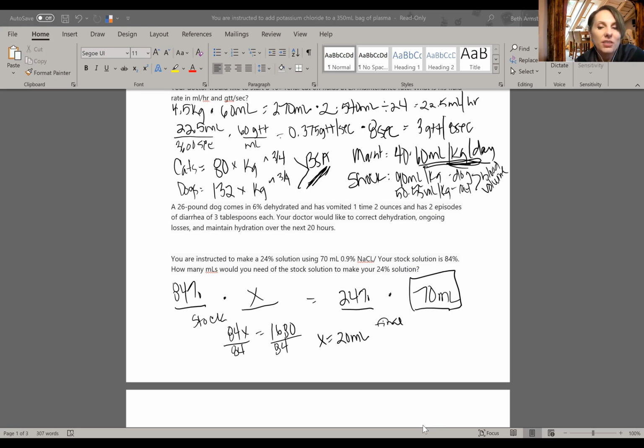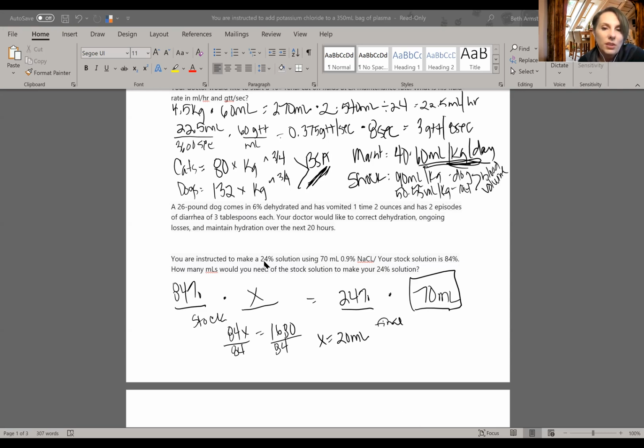So we take out 20 mLs of our final solution first before we put in that 20 mLs of stock solution, because we'll just dilute it down even more. It really won't be 24% if we put that 20 mLs in there and then make it 90 mLs. We don't want to do that. We want it to stay at 70 mLs. Very good. So it'll be 50 mLs of your saline and then 20 mLs of the stock solution.